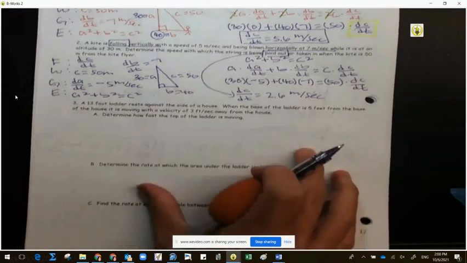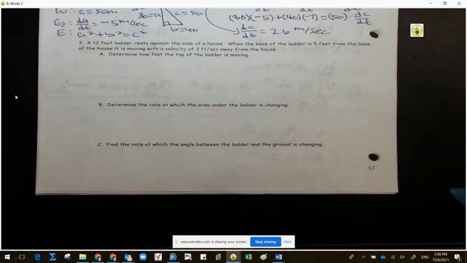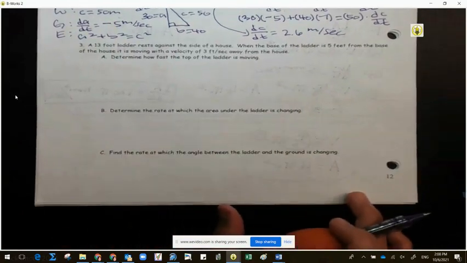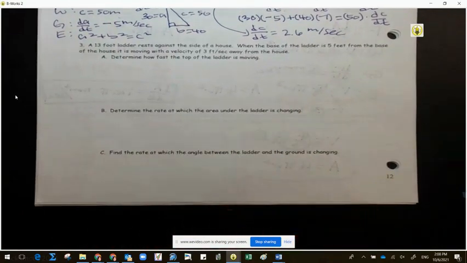Okay. Yeah. All right, let's go on to number 3. And on number 3, I think I just want to do A and B. We shall see. Colin, go ahead and read number 3. A 13-foot ladder rests against the side of the house. The base of the ladder is 5 feet from the base of the house. It is moving with a velocity of 3 feet per second away from the house.